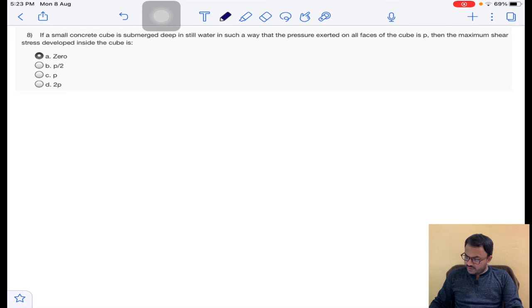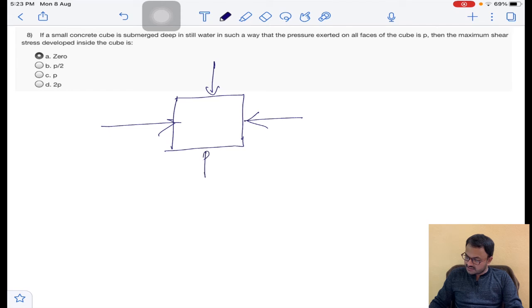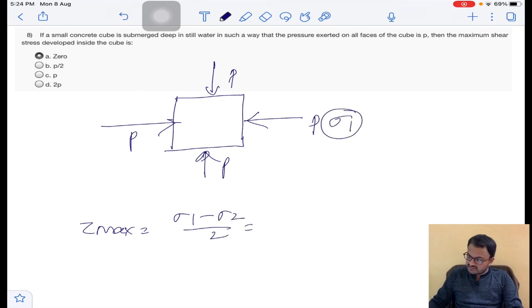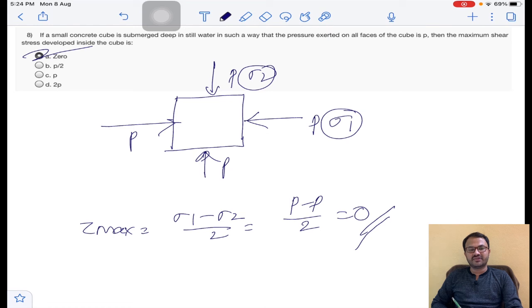If a small concrete cube is submerged deep in still water in such a way that the pressure exerted on all faces of the cube is P, the maximum shear stress will be. For example, I have taken one cube element. The pressure is acting the same in all directions. So this pressure P is nothing but the major and minor principal stress. So maximum shear stress tau max is equal to sigma 1 minus sigma 2 by 2. So if it is sigma 1, this will become sigma 2 automatically. That is P minus P by 2 is equal to 0. So the answer will be 0 for question 8. Okay.